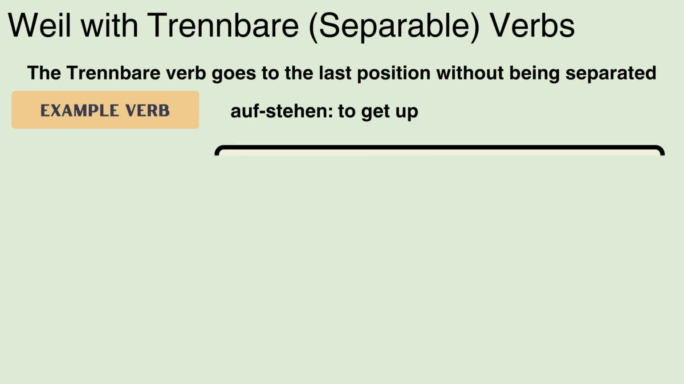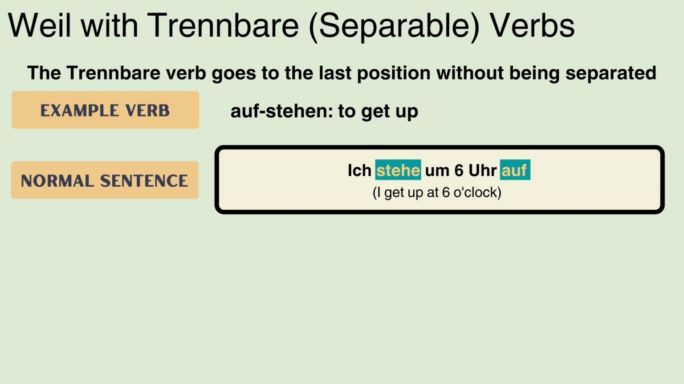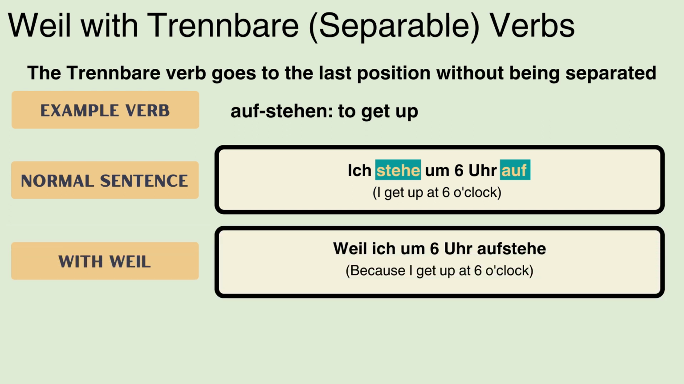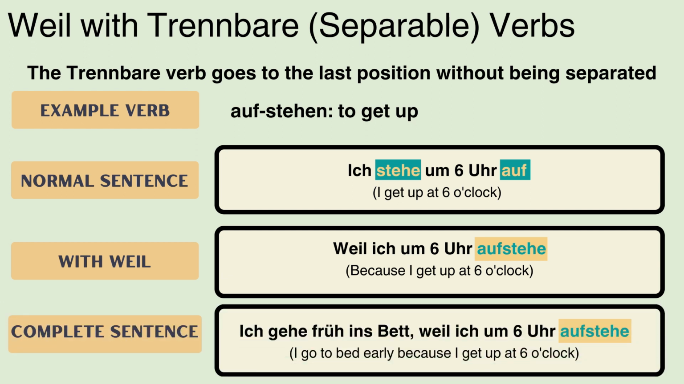So a sentence with aufstehen will be Ich stehe 6 Uhr auf. I get up at 6 o'clock. Using weil. Weil ich 6 Uhr aufstehe. So you see how the verb aufstehen goes to the end in its complete form. Now let's make a complete sentence. Ich gehe früh ins Bett, weil ich 6 Uhr aufstehe.